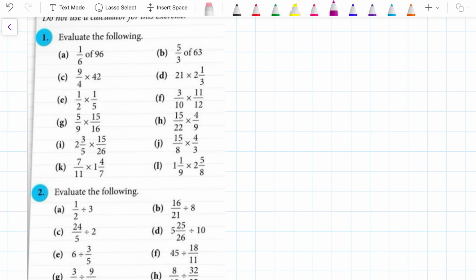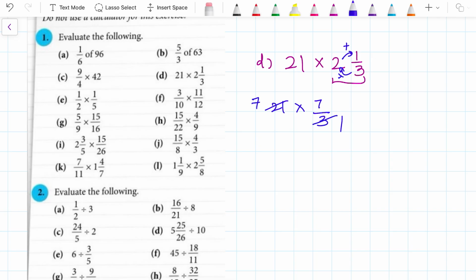The D part says 21 multiplied by 2 whole 1 upon 3. Convert it into an improper fraction. Multiply and then plus. 3 times 2 is 6. 6 plus 1 is 7 upon 3. 3 times 1, 3 times 7. 7 into 7 is 49. So that's going to be my answer.